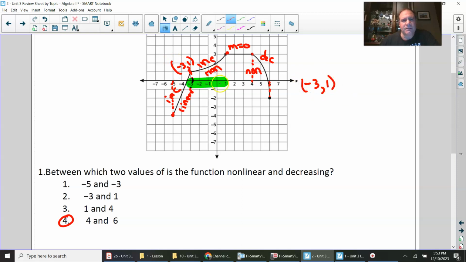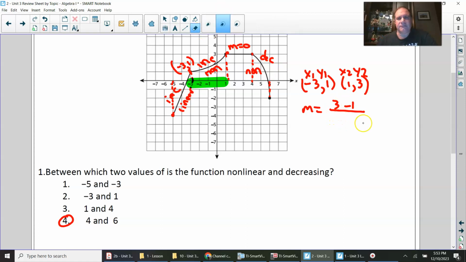That's my first point. And I have to go to 1 right here. This is (1, 3). So we just have to get the rate of change, x1, y1, x2, y2. M equals y2 minus y1, which is 3 minus 1. And it's like all of a sudden bothering me that I can't draw a straight line. So there it is.